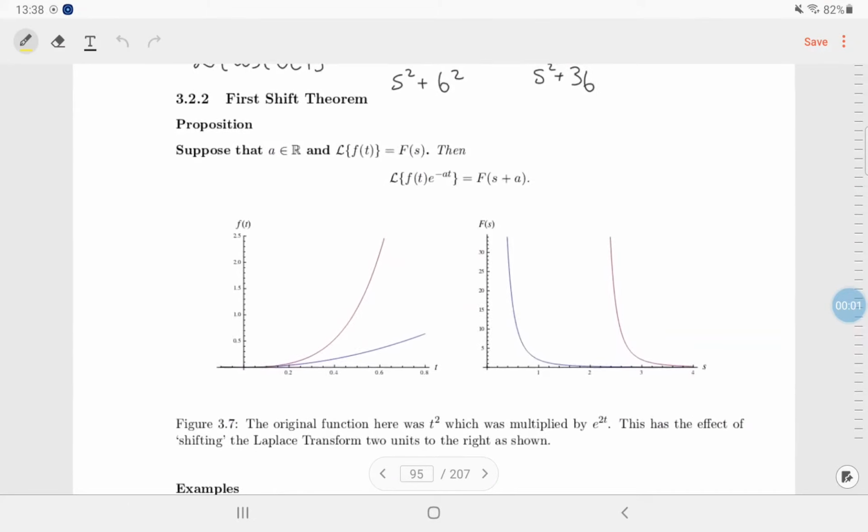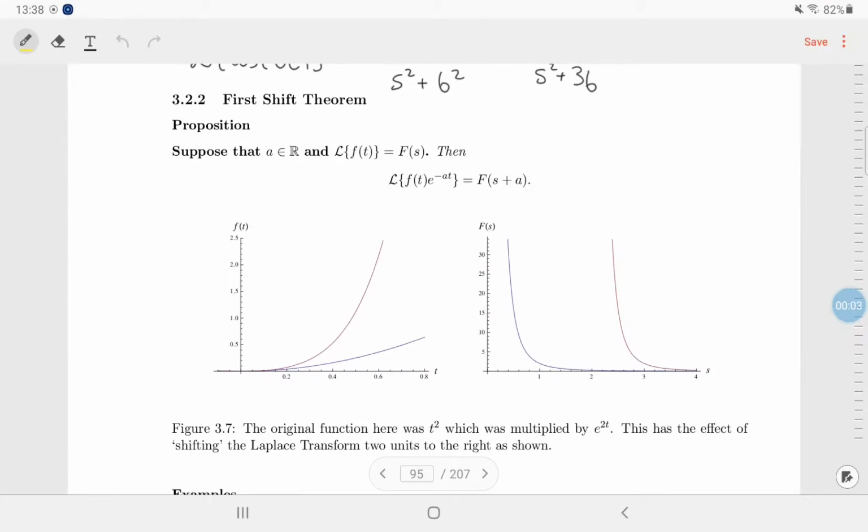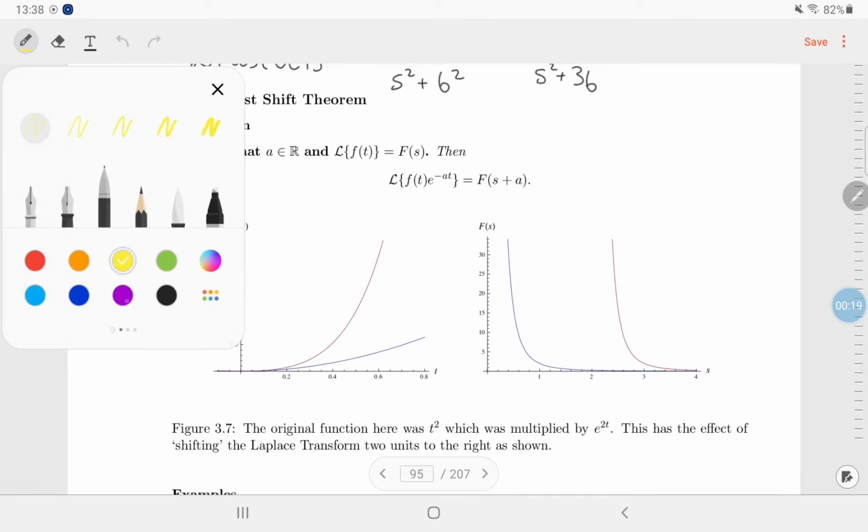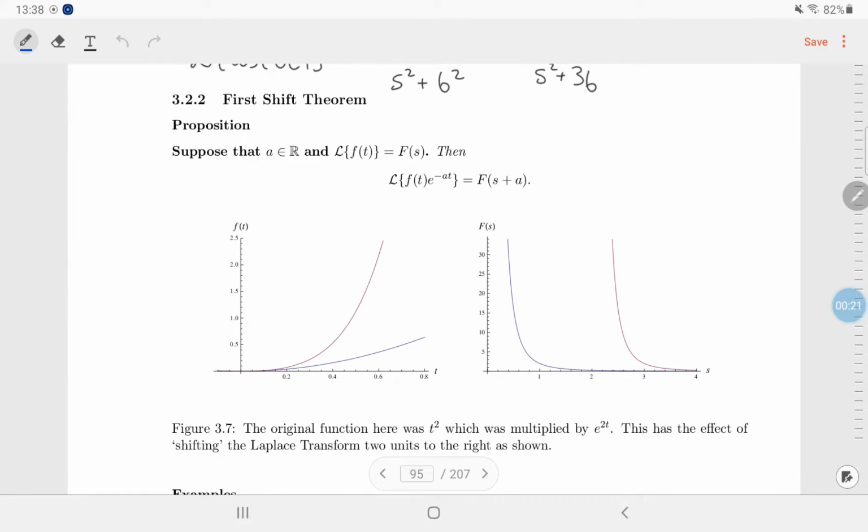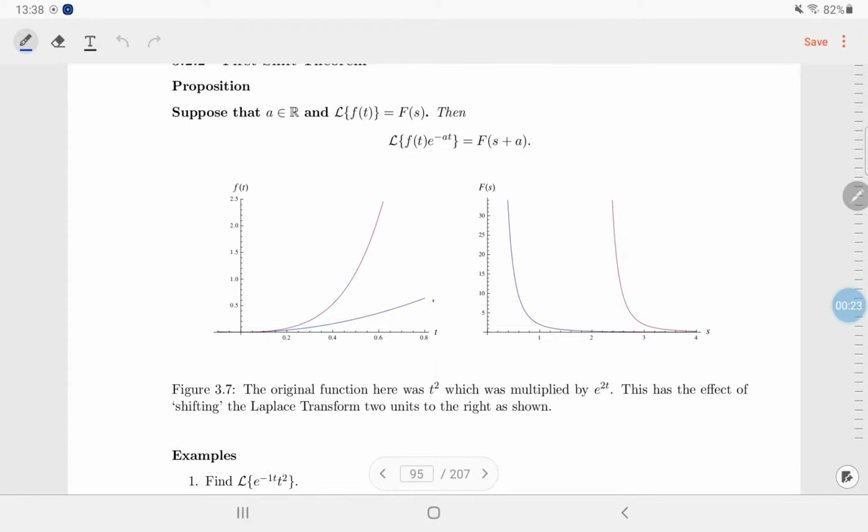Probably our first, well, apart from the definition. So the next difficult thing is what's called the first shift theorem. So basically it says that, so we actually have color here, which is useful. So this here is f of t, and that gets transformed to big F of s.